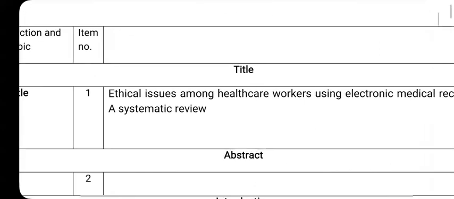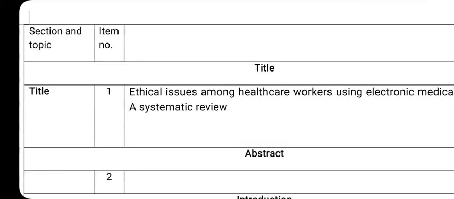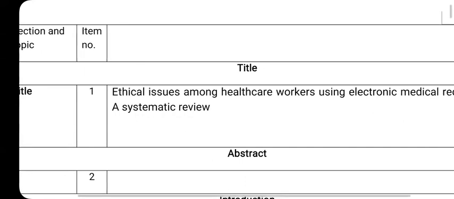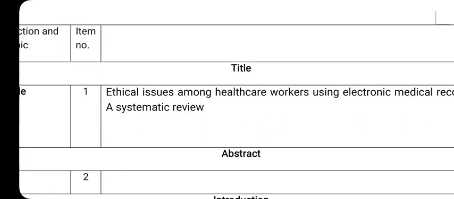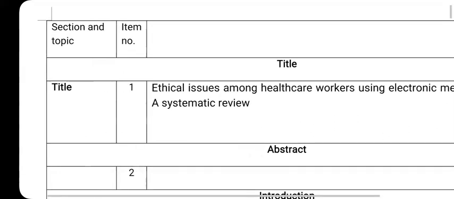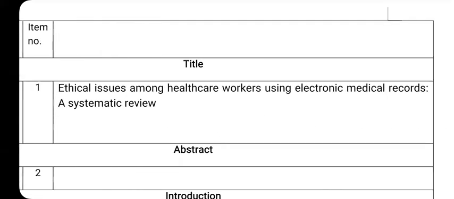So for the title, the requirement of the Prisma checklist was to identify the type of the study. Hence, I have my title on ethical issues among healthcare workers using electronic medical records, a systematic review. So the title is clearly showing that it's a systematic review. And the population I've defined is healthcare workers.